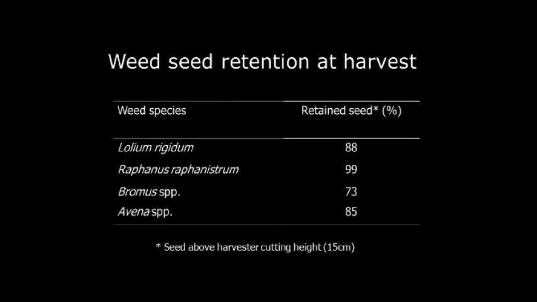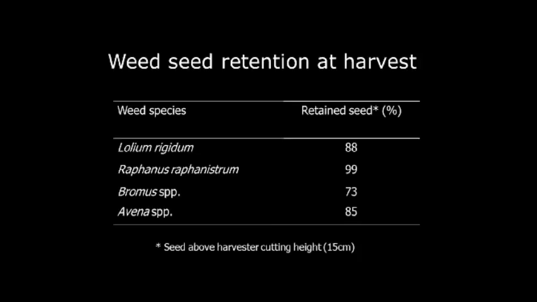So the reason why harvest weed seed control can be effective is because of weed seed retention at crop maturity. So annual ryegrass, which is the focus of the previous graph, has 88% of its total seed production retained at a height that allows that seed to be collected during the harvest operation. For wild radish, it's 99%. Brome grass and wild oats are a little bit less, about 73% to 85%. So high proportions of total seed production for each of those species can potentially be targeted by these harvest weed seed control systems.